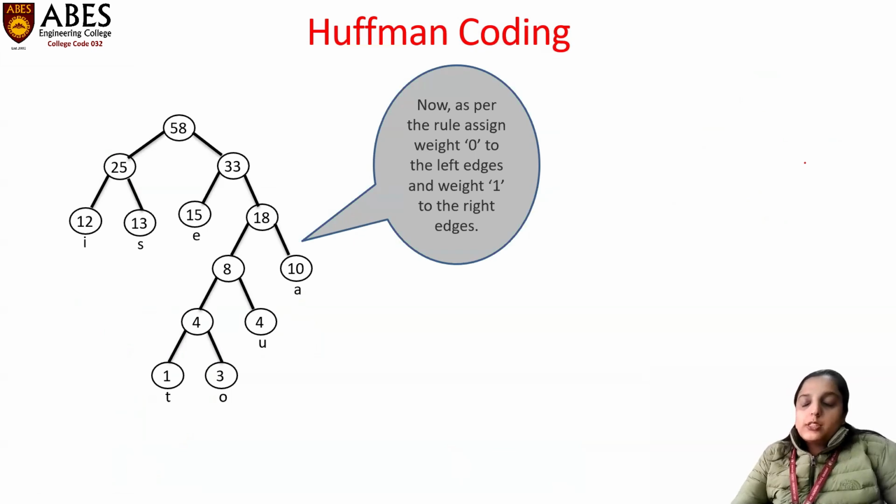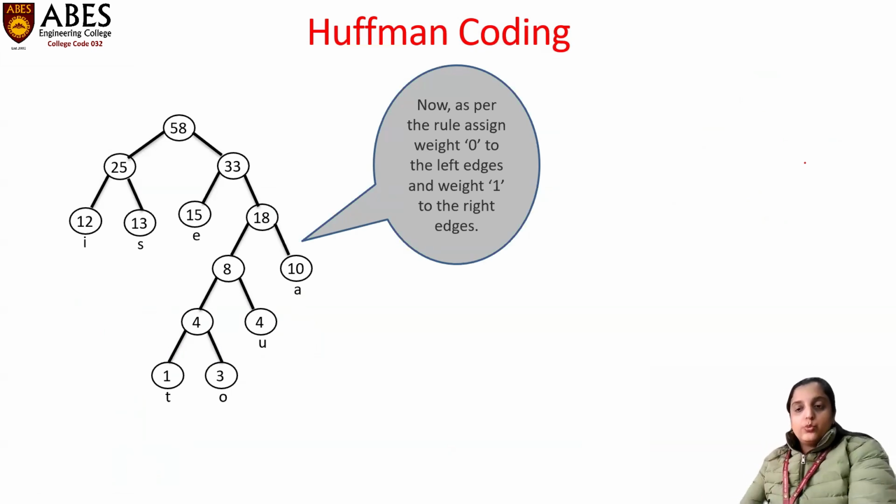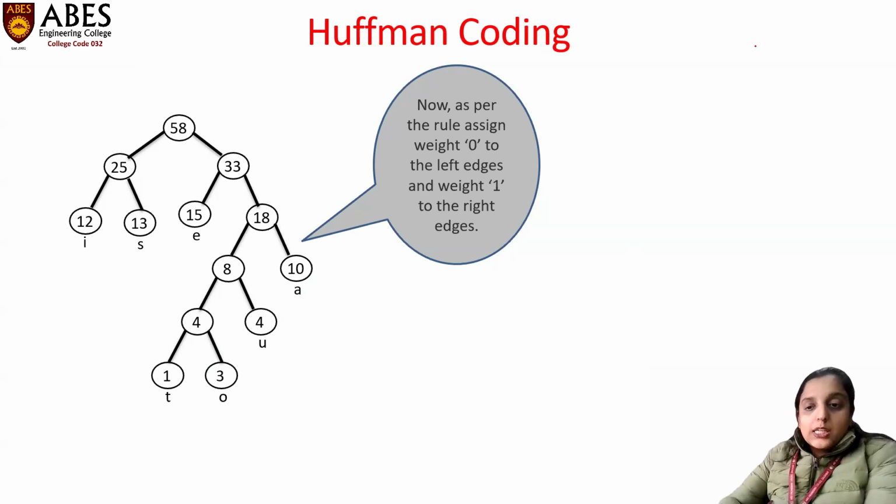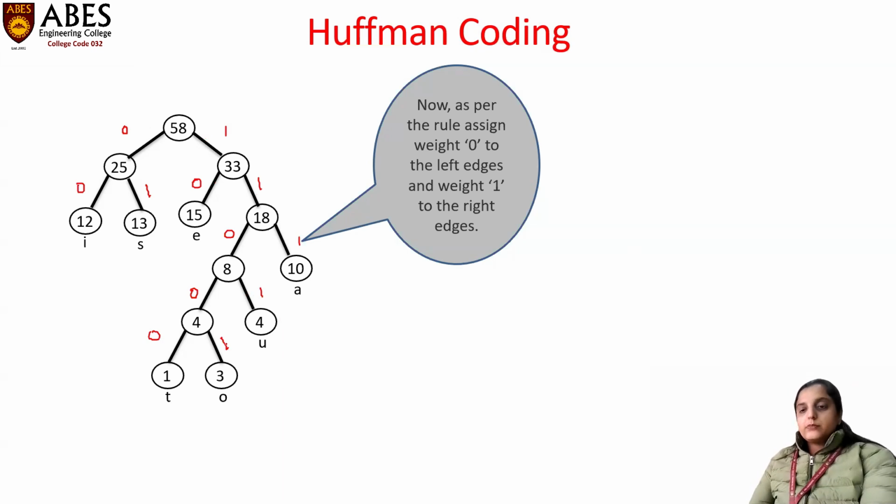Now, the first question that they have asked us is you have to return the final variable length codes for each alphabet. So, what you have to do, you have to mark all the edges either by 0 or by 1. All the left edges will be marked 0 and right edges will be marked 1. Left edge 0, right edge 1. Now you can easily find the code for each alphabet.